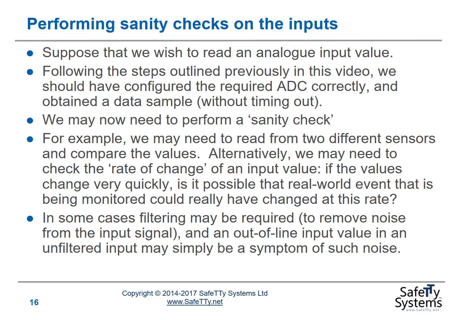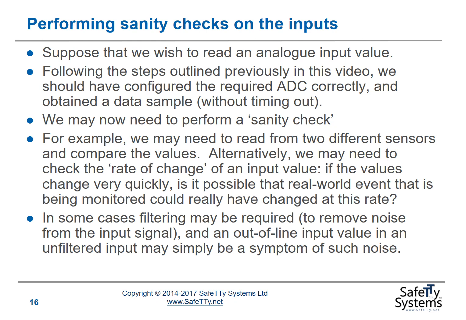Suppose that we wish to read an analog input value. If we follow the steps that we've outlined so far in this video, we should have configured the required ADC correctly and obtained a data sample without timing out. We may now need to perform a sanity check. For example, we may need to read from two different sensors and compare the values. Alternatively, we may need to read from the same sensor twice. Alternatively, we may need to check the rate of change of an input value.